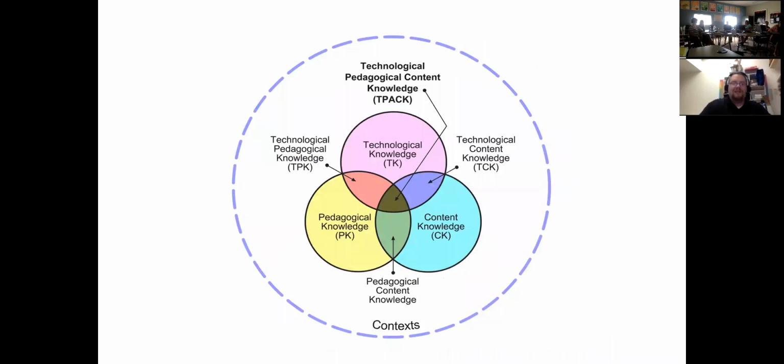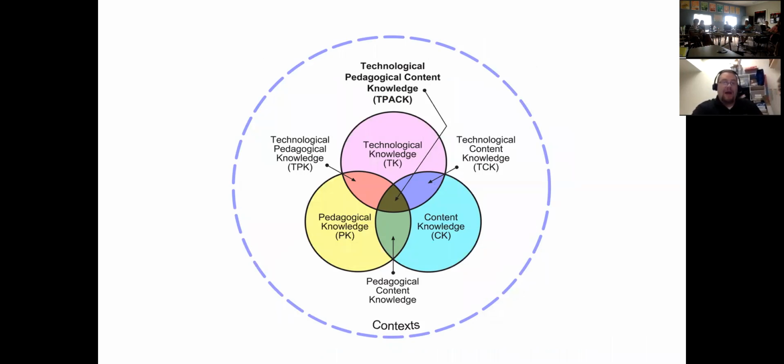The last piece is this idea of context. So the blue line around the TPACK bubbles is really about that context. Basically what that means is that TPACK for us or TPACK for you may look very different than TPACK for me. It shouldn't be so rigid as to say, no, this is the only technological, pedagogical content knowledge that exists. The reality is we all work in different contexts, whether it be culturally, whether it be grade level, whether it be the types of kids that we service.